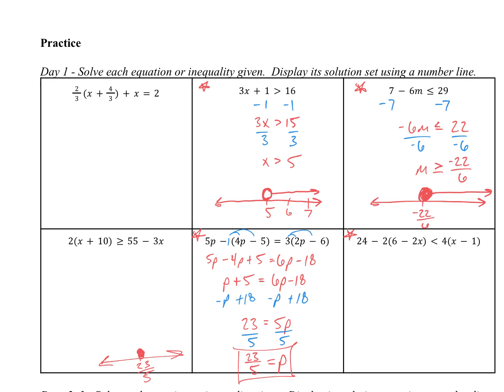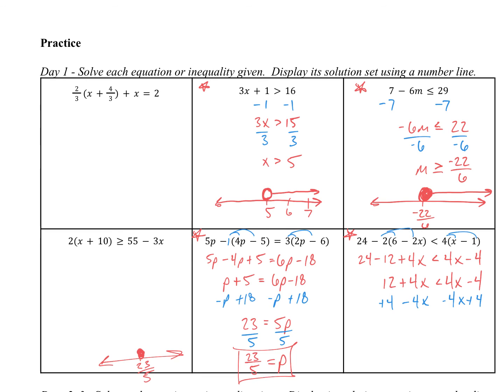All right, and as I go through my solution, I think the first thing to do is again to distribute. I thought about it, and that makes the most sense. So 24 minus 12 plus 4x is less than 4x minus 4. If I clean up the left-hand side, I now have 12 plus 4x is less than 4x minus 4. And I can add 4 to both sides, and at the same time subtract 4x from both sides.